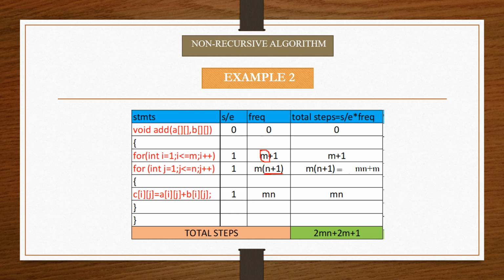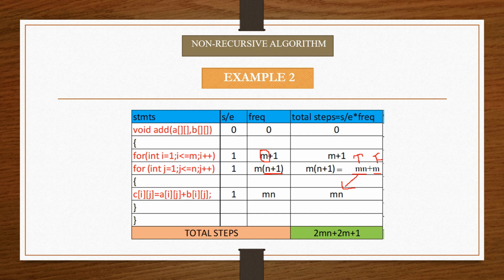And this statement is an inner statement of my inner loop. So for the inner loop, true times will be mn and false times will be m. So mn denotes true and m denotes false. The statement Cij is an inner statement of the inner loop. So the true times of the inner loop will be the frequency of this statement. So that is why this m into n comes here. The multiplication of these two gives mn. So the summation of all these will be 2mn plus 2m plus 1.